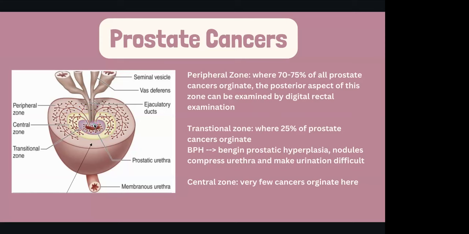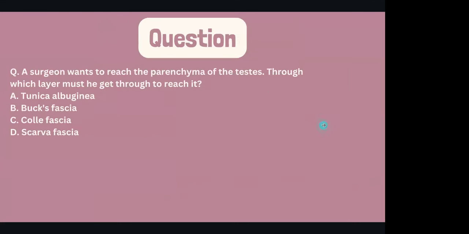So whenever they're bringing a question about this, they'll say something like a 60-year-old male with difficulty urinating. The central zone has very few cancers. So the ones that you need to remember the most are peripheral and transitional. Transitional is BPH, and the peripheral zone is where most cancers originate.